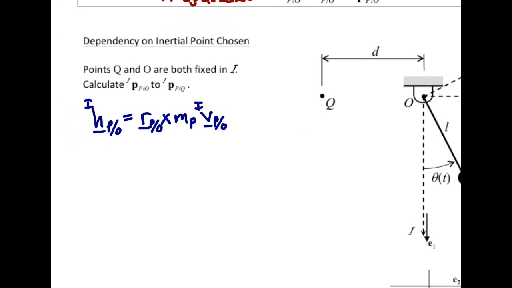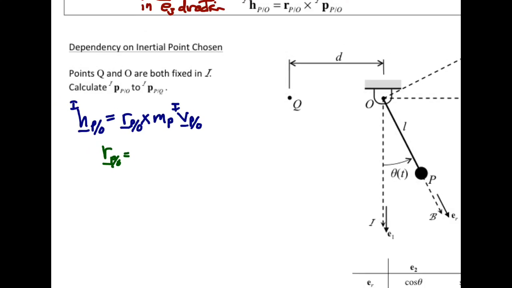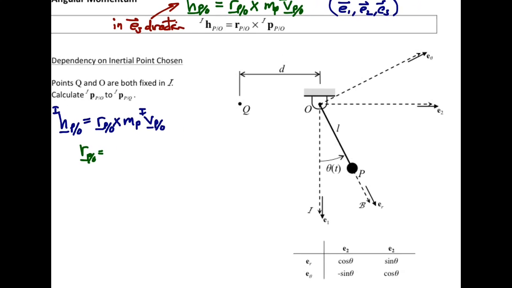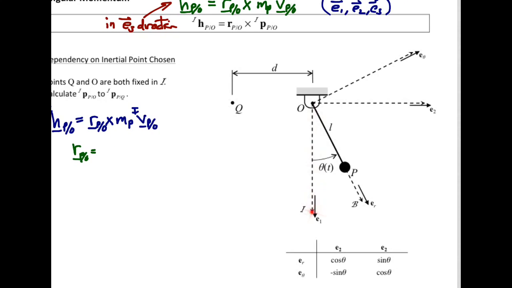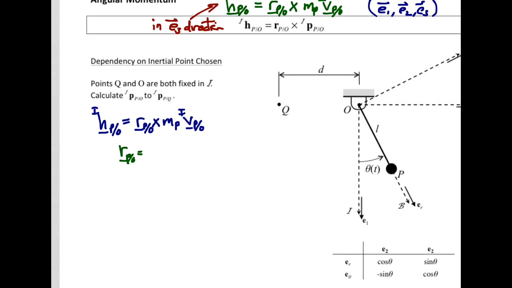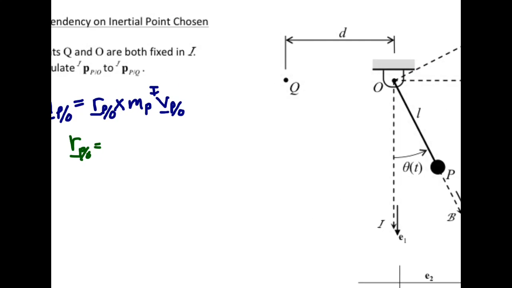And so just like any other problem, we need to work on our kinematics. So first we define our position vector, and that's r of P with respect to O, is going to be equal to, in this problem, we have our inertial reference frame in E1, E2, and then we have our polar frame in E_r, E_theta. And so our position vector is simply going to be L in the E_r direction, and then we can take the time differentiation of this in the inertial reference frame to get our velocity as observed in the inertial reference frame, which is L theta dot in the E_theta direction.